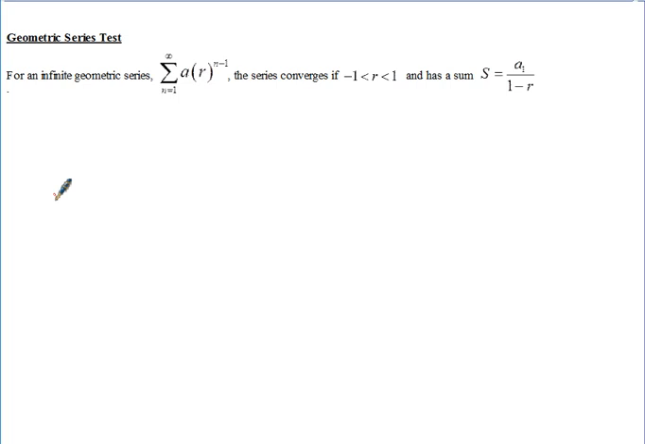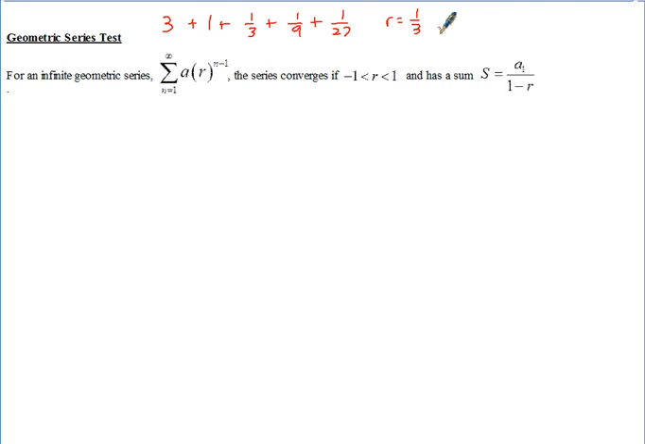Then we've got a geometric series test. Well, geometric series are when the terms keep getting multiplied by the same thing. So, for instance, 3, 1, 1/3, 1/9, 1 over 27. That would be an example of a geometric series, where the common ratio, you can see each time it's being multiplied by 1/3. So the common ratio r is 1/3.